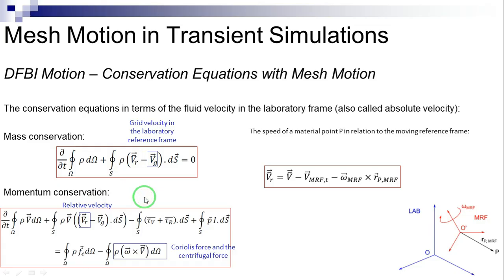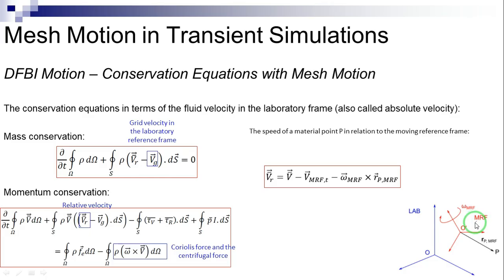Mesh motion is described in relation to a reference frame, which may either be stationary, the laboratory reference frame, or may undergo rotation and translation relative to that frame, as shown here in this figure. In simulations that are steady, or transient simulations where time accuracy isn't essential, using moving reference frames allows the modeling of rotations and translations as a steady state problem while keeping the mesh fixed.